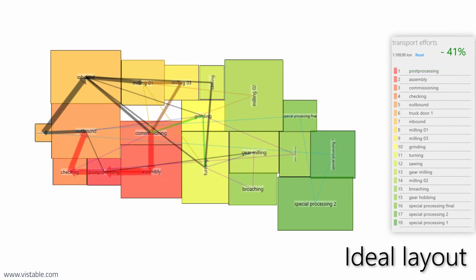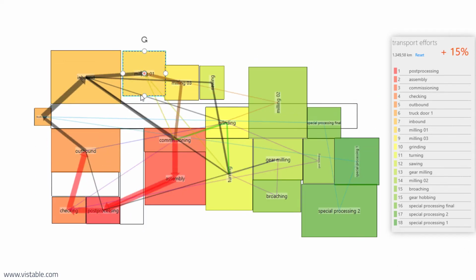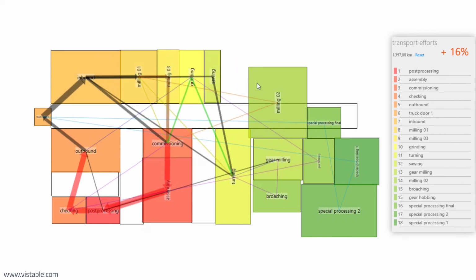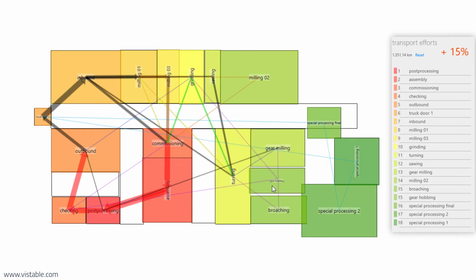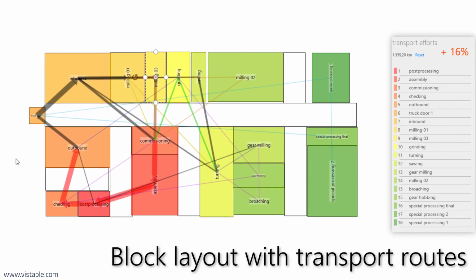Next, we further develop the ideal into the real layout. How do we do that? We reintroduce all restrictions step by step. The first important restrictions are the transport paths. We simply develop our block layout, taking the transport routes into account. When we do this, we should keep the idea, or rather the basic structure, of the ideal layout as much as possible. As a result, we get a block layout including transport routes.